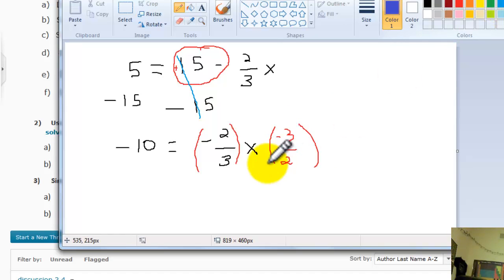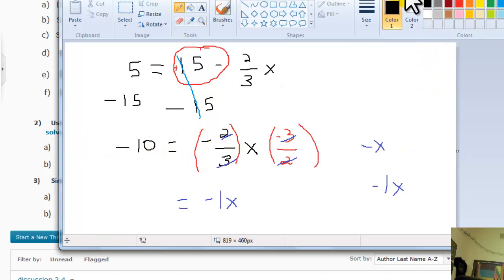This stuff all cancels out. 3/3, 2/2. You still have a negative. So we're going to have a negative 1x. That's what I do whenever there's a negative x. I call it negative 1x. And that just helps me keep track of my negative better.